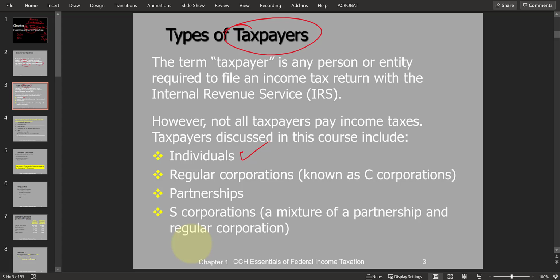But there's other types of what we call business entities that are also subject to income taxes, like corporations or possibly partnerships. We have to figure out their taxable income. So if you continue taking the next tax class next semester, that's accounting. Again, our class is Accounting 134.